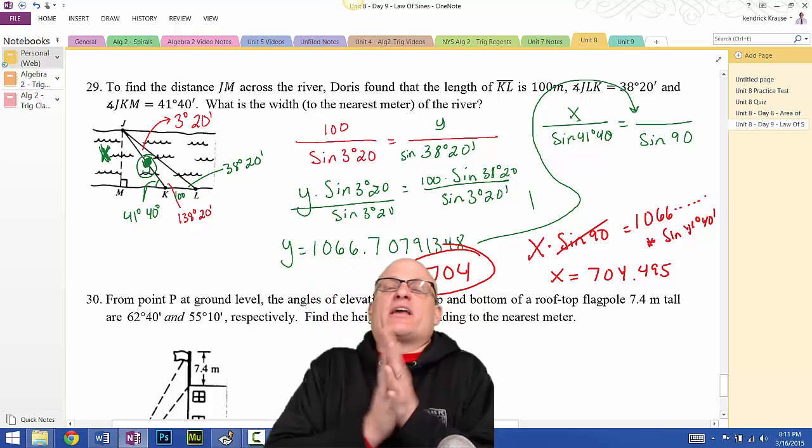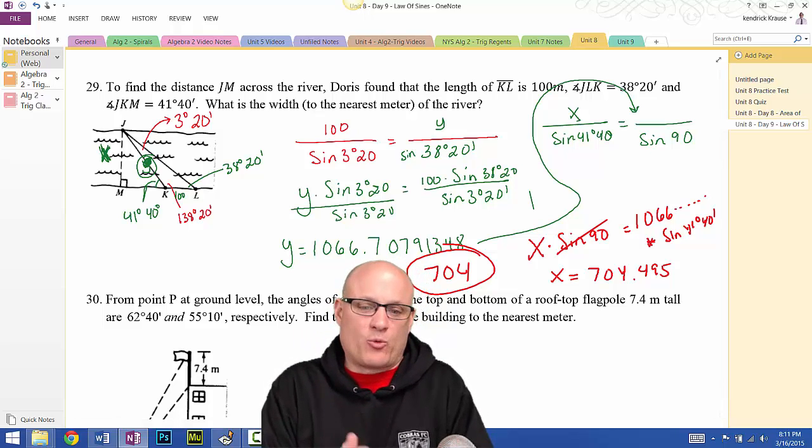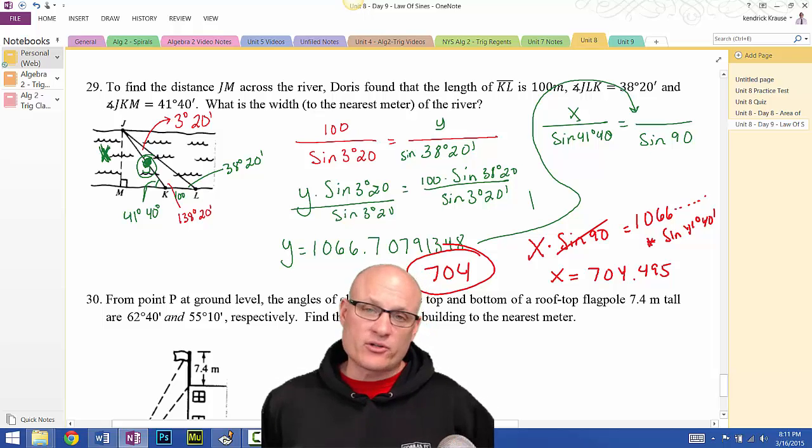All right, if you guys hung in there all the way till the end, kudos to you. Nice job. Great job working. Hopefully you understand a little bit about the law of sines and how it's used and utilized. That's kind of a crazy problem, but it's not unrealistic compared to what you're going to see on that Regents exam.